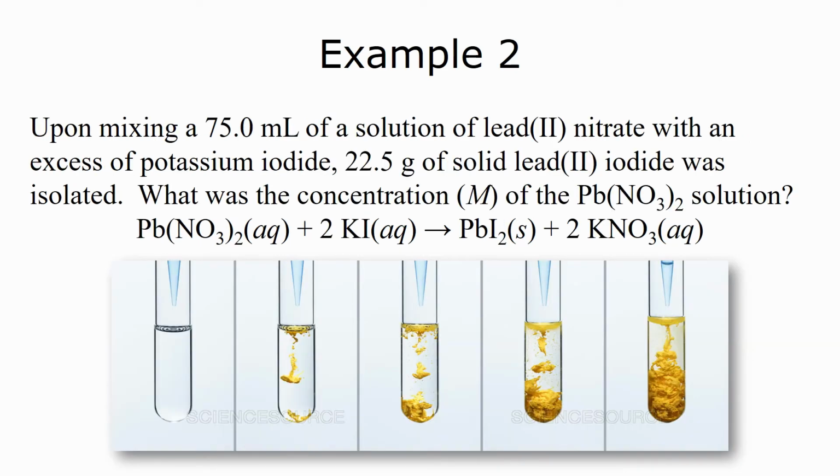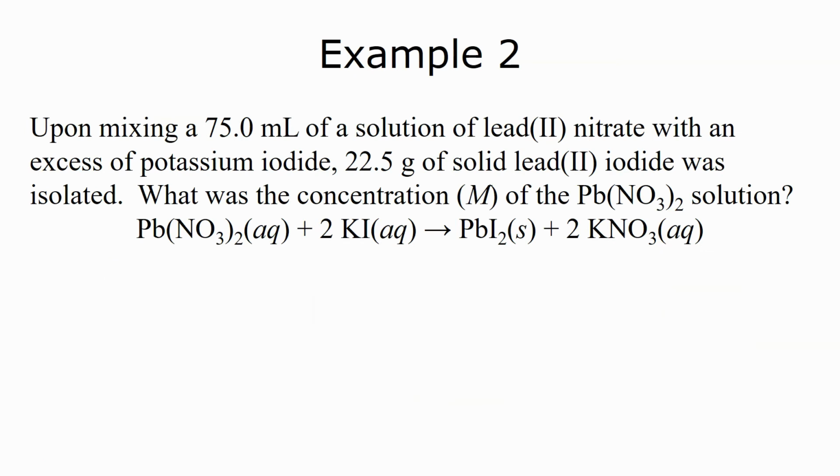In example 2, we have mixed 75 milliliters of a lead nitrate solution with an excess of potassium iodide. We have isolated 22.5 grams of solid lead iodide, and what we want to determine is the concentration of the original solution. Well, this is the exact same thing, except now we're going backwards. And we're not determining mass or volume, we're determining concentration.